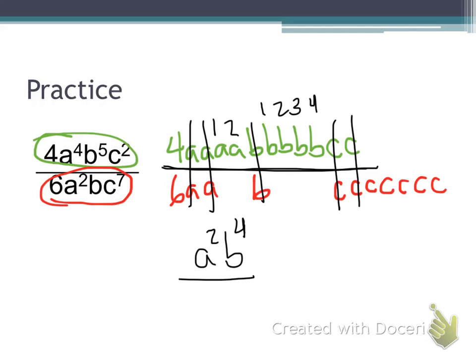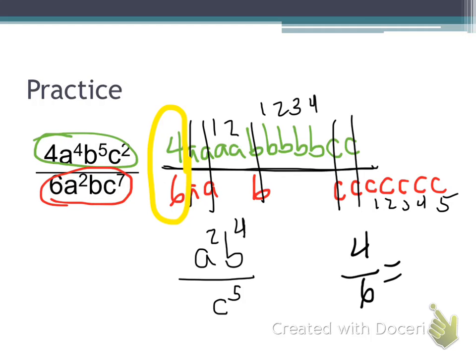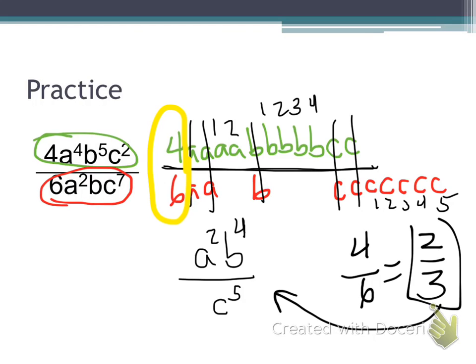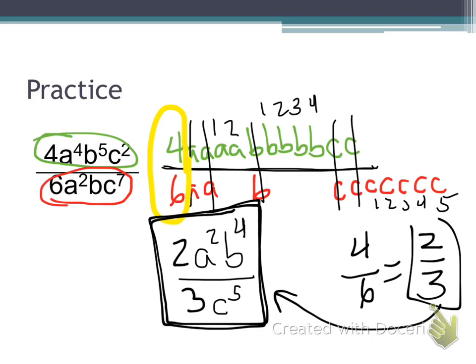Okay, I draw my fraction bar. Now I have 1, 2, 3, 4, 5 C's on bottom. C to the 5th. Okay, I'm not done though. Remember, I have to work with those coefficients. Well, I know that 4 divided by 6 reduces to 2 over 3. That's as far as it can go. So I take this to here. So my answer is 2a squared b to the 4th over 3c to the 5th. And that's my answer.